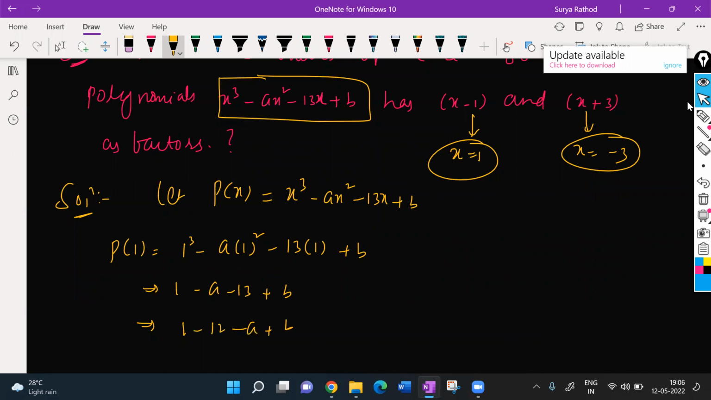So what do we have to do? We have to equate it to 0. Why? Sir, there's no 1, sir. Again, you wrote 1. I think 1 should not be there. You already wrote minus 12, right? Yes, after subtraction only we wrote that. Minus 13 plus 1 gives you minus 12. So minus 12 minus a plus b is equal to 0.